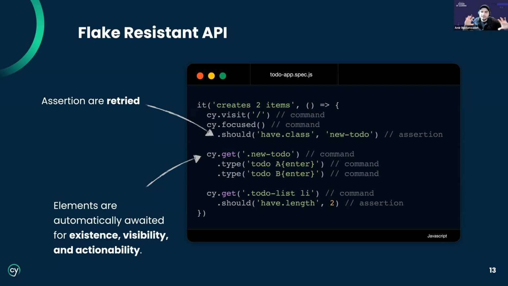But Cypress says, hey, don't worry. The world isn't perfect. We'll give it a little bit of time, and we'll wait for this element to be in the proper state and form for us to do stuff with it. So Cypress is pretty intelligent in how it grabs elements from the DOM. Now, once we have done something with the DOM, we most likely want to make some assertions around it, right? That's the whole point of testing.